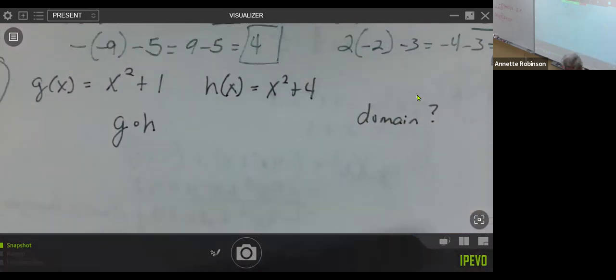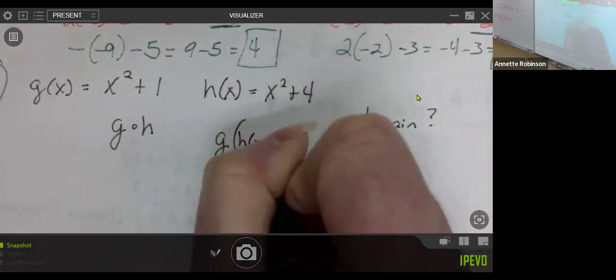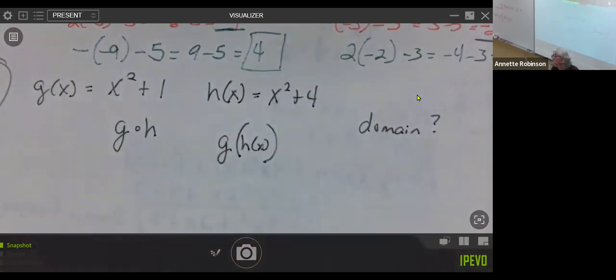Okay. First off, before we start with it, does our function have a fraction? Does our function have a square root? So we probably have no restrictions on them, do we? Our domain may end up to be all real numbers. So far, y'all haven't found a restriction for me. Okay. What this really means is you're going to take function g and in place of its x, you're going to put function h. Just another way to write what we're about to do.